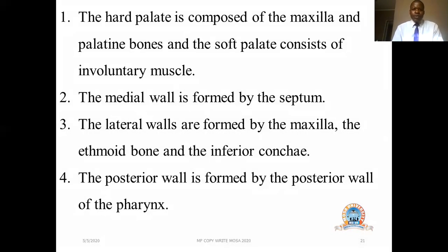The medial wall is formed by the septum, like I said previously. The lateral walls are formed by the maxilla, the ethmoid bone, and the inferior concha. The posterior wall is formed by the posterior wall of the pharynx.